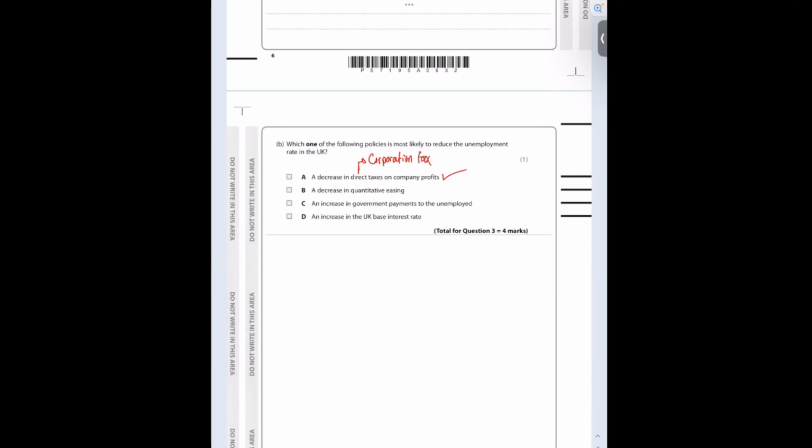A decrease in quantitative easing. No, that's from the Bank of England. It's a contractionary monetary policy. An increase in government payments to unemployed, will that actually encourage you to remain unemployed because perhaps there's no incentive for you to find a job? An increase in the UK-based industry, again, is a contractionary monetary policy. It's likely to decrease expenditure from households, which means that revenue from certain firms is going to go down, and they would most likely actually lay off any workers that were unnecessary. So A, this is the most likely thing that they would do to reduce the unemployment rate.